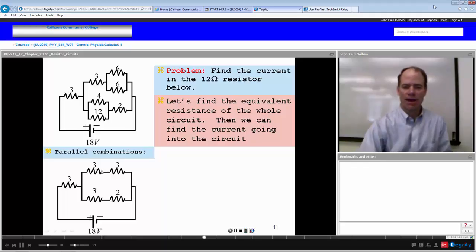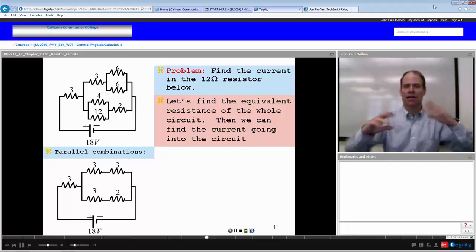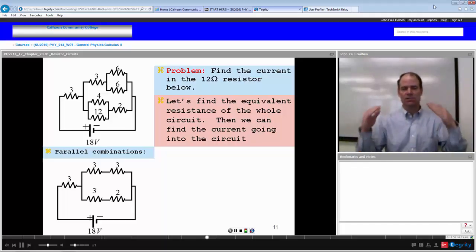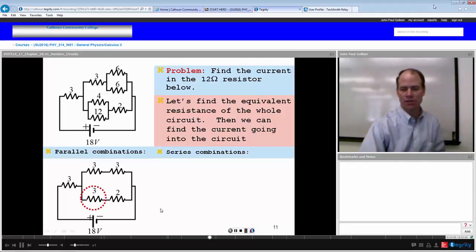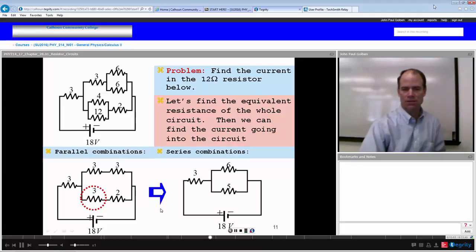Alright, now I have series combinations, a 3 in series with a 3, and a 3 in series with a 2. To be in series, they must be along the same line and not have any other connections. So they're forced to have the same current flowing through them. I can just add my series combination. So 3 plus 3 is 6, 3 plus 2 is 5, and now my circuit looks like this.